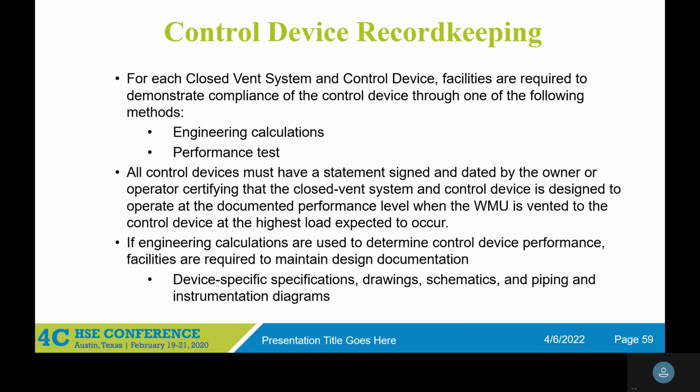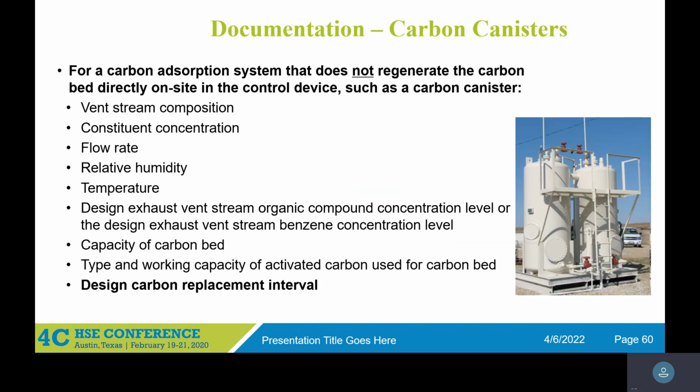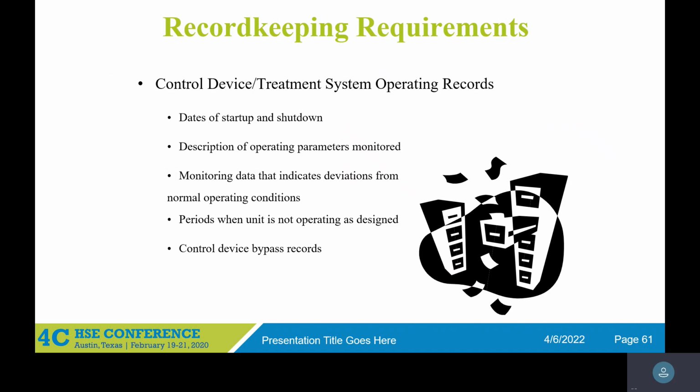For control device records, this is for your carbon canisters, your flares, you have to have engineering calculations or performance tests. And you have to have drawings, schematics, piping and instrumentation diagrams. Just keep it in the lifetime folder for those pieces of equipment. The carbon canister is a little bit more difficult. You have to have the concentration, the humidity, the temperature, the design carbon replacement interval. I know I did this for Robinson, so hopefully you guys still have that information.